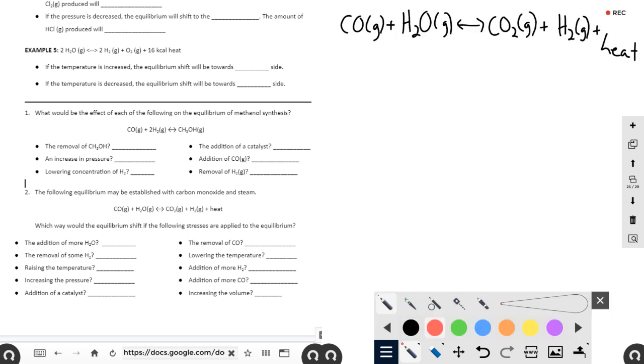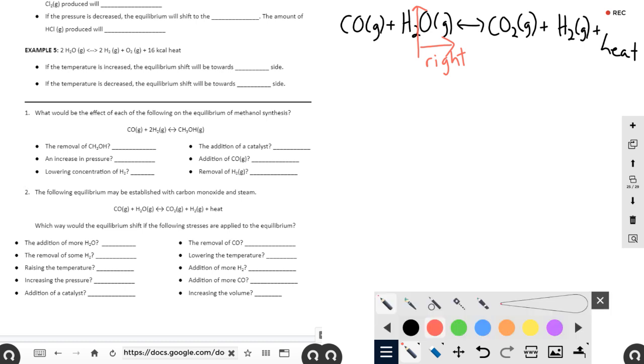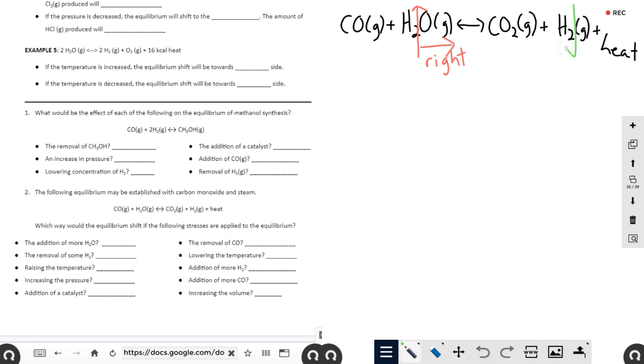All right, first one, we're adding more H2O. So adding this, what is the crisis? I have too much of this. I need to get rid of it. So I am going to shift to the right or to the product side. Removal of some H2. So removing some H2. What is the crisis? I do not have enough. I need to make more. Go toward it, so it will go to the right or to the product side.